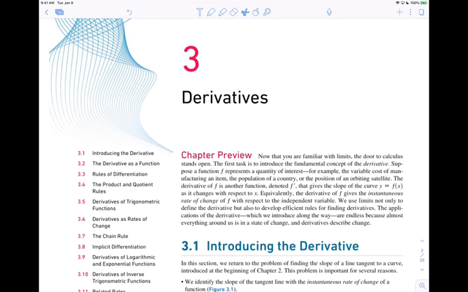That's essentially what it is. It's all about the slope of the tangent line. And then we're going to be plotting x versus all of those slopes, and it produces a new function we call the derivative. Okay. So let's start with this chapter preview.